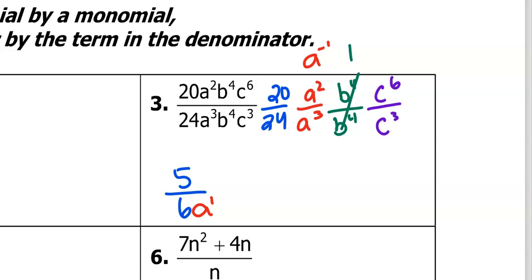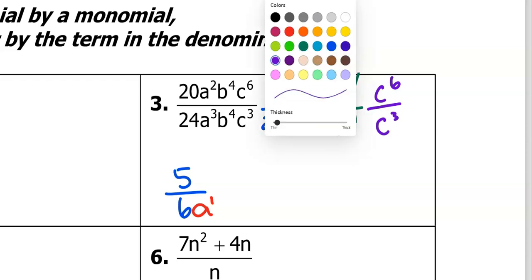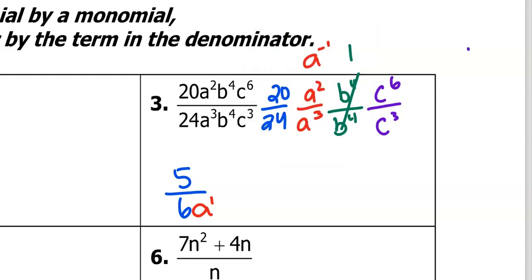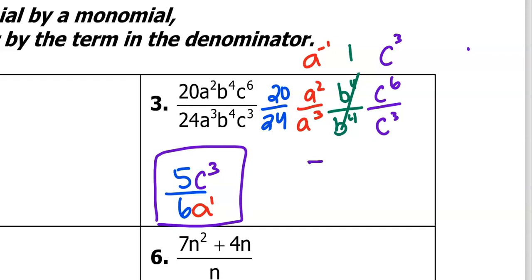Do I have to put times 1 in my equation? No, I'm not going to. All right, c6 over c3. When you subtract them, you get c3. So is it going to be with my 5 or with my 6 in my answer? Up top with my 5. So we have 5c3 over 6a. You don't have to put the exponent of 1 if you don't want to. These are the same thing.